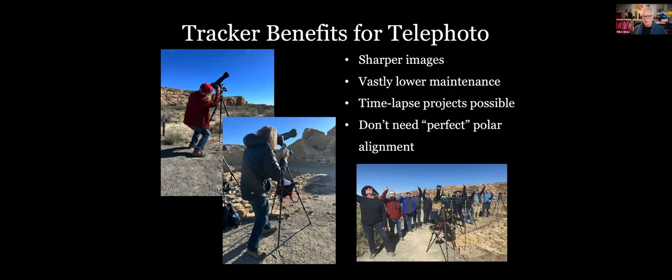These are just people using trackers in the October eclipse. It has the opportunity for sharper images for longer exposures. It's hugely less maintenance for you because once you line up the sun in the frame, the sun shouldn't move out of the frame during the course of the eclipse. It's possible to do some fantastic time-lapse projects. And you also don't need perfect polar alignment for this to work.